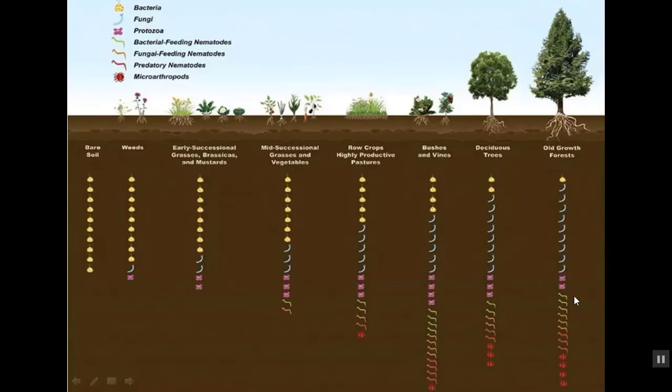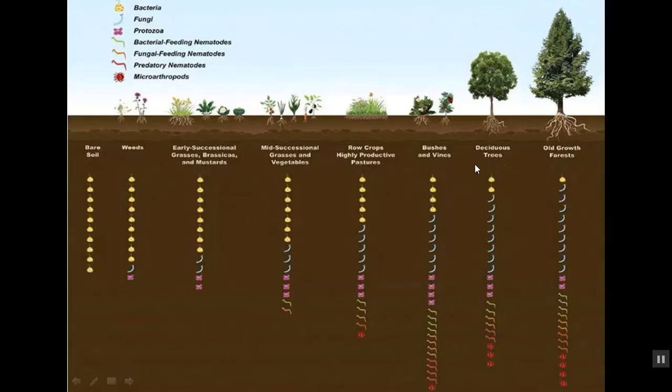And also, we start to stabilize the number of bacterial feeding nematodes, but actually increase the number of fungal feeding nematodes, and we increase the number of our predatory nematodes, and certainly there's more microarthropods. Now here I'm just talking about the microscopic samples.